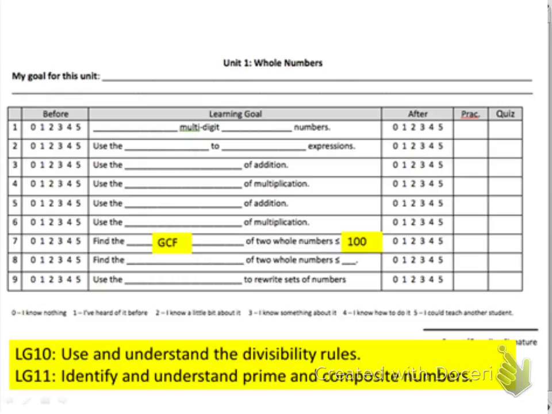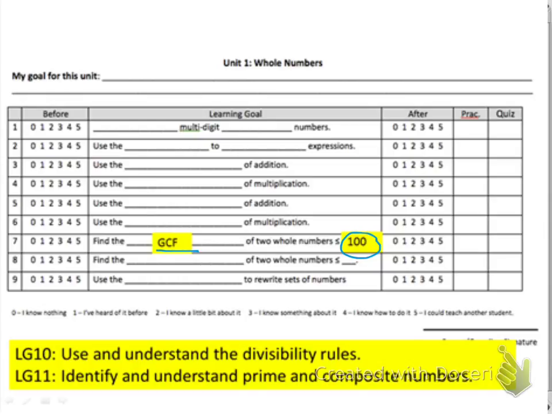To start, please turn to your learning goal sheet. Our learning goal today is learning goal number 7, to find the GCF, or the greatest common factor, of two whole numbers that are less than or equal to 100. Please fill in the missing words. Then, think about your level of understanding.